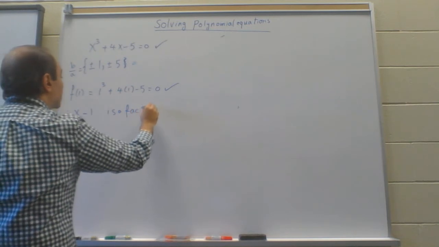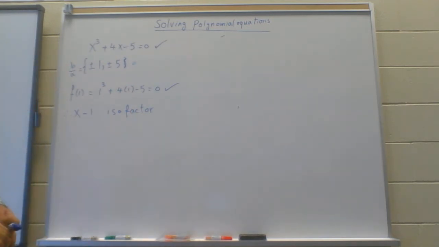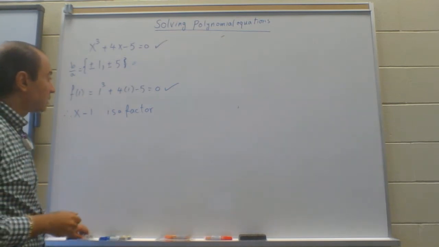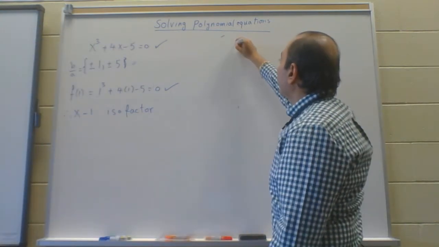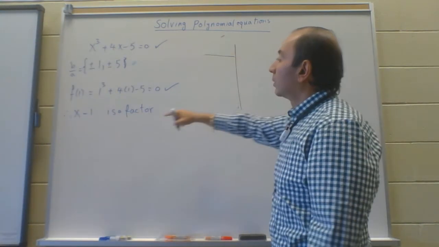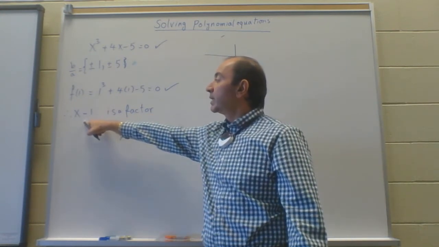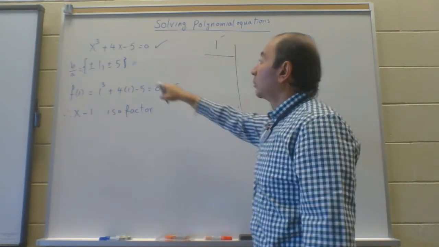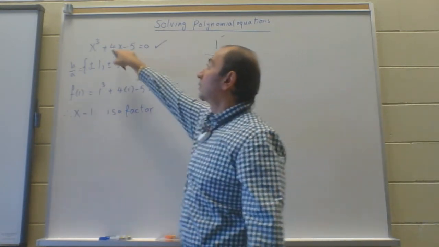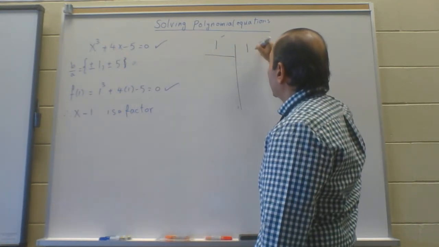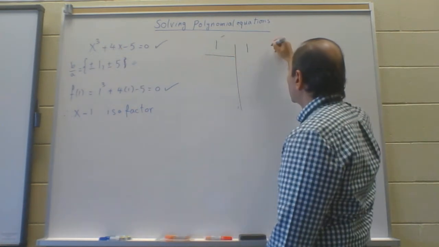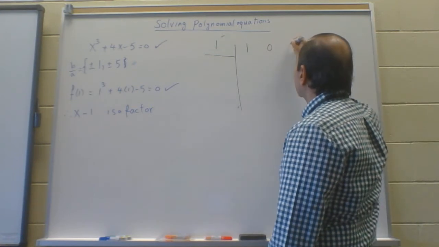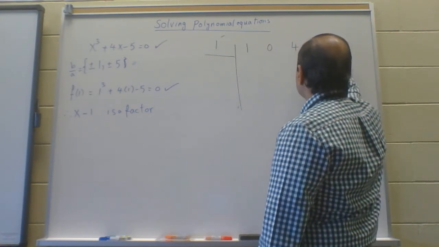So I found one factor of this polynomial. Now, my job is to find the other factors, find the quotient. So I am going to use synthetic division. So I will use the value that makes this 0, this 1. I will put here the coefficients of the polynomial, and I don't forget to fill in for the missing term. So I have to put a 0 for the x squared. Then 4, then minus 5.